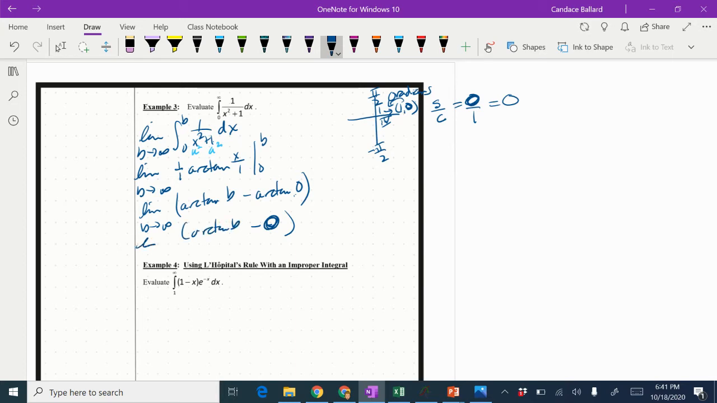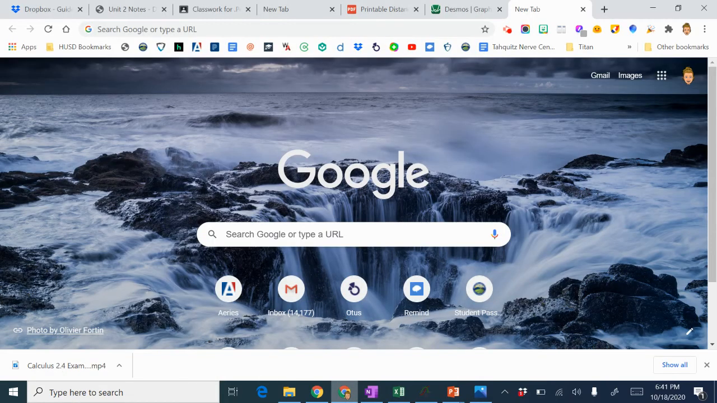Now the arctangent of b, limit as b approaches infinity. So now I'm ready to plug in my infinity. So I end up with arctangent of infinity. That's a little bit trickier. Really what I need to think about is what does the tangent look like and where does the tangent go to infinity? What values does that happen at?